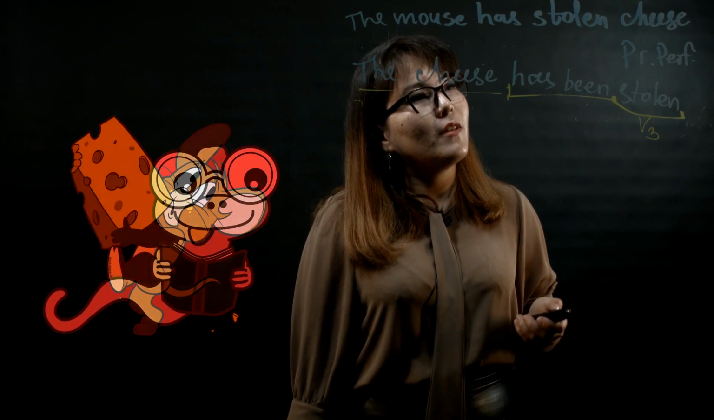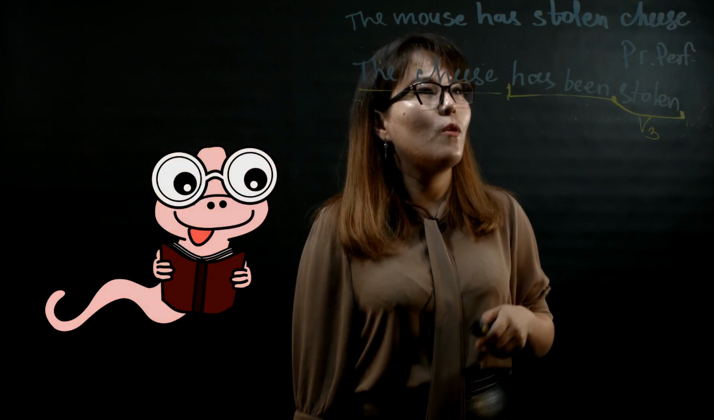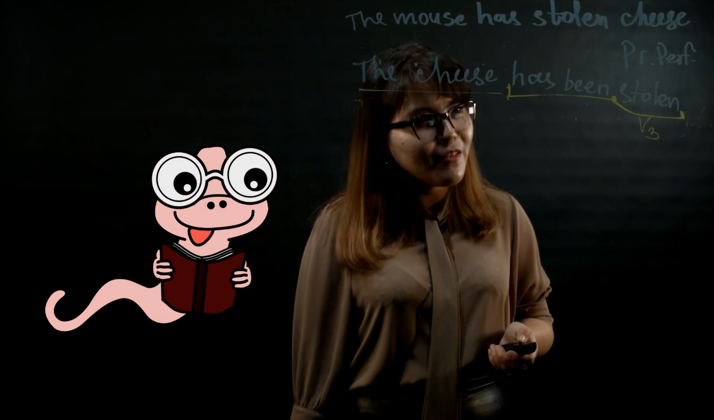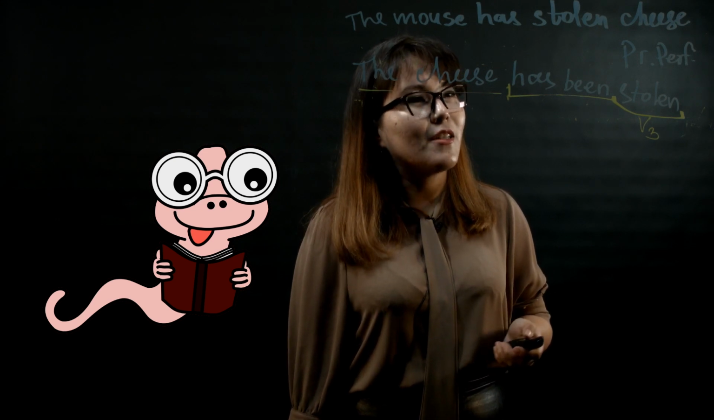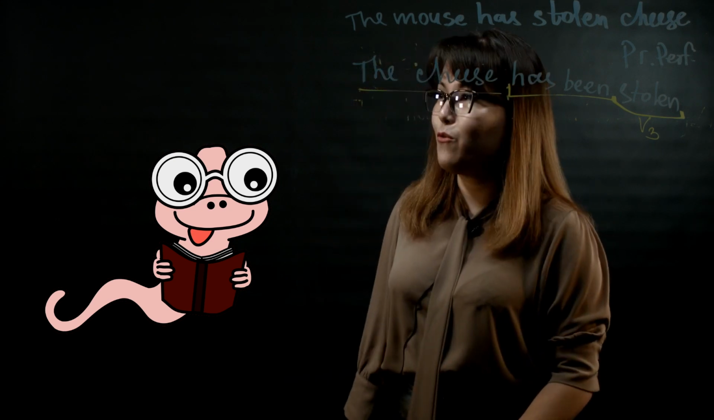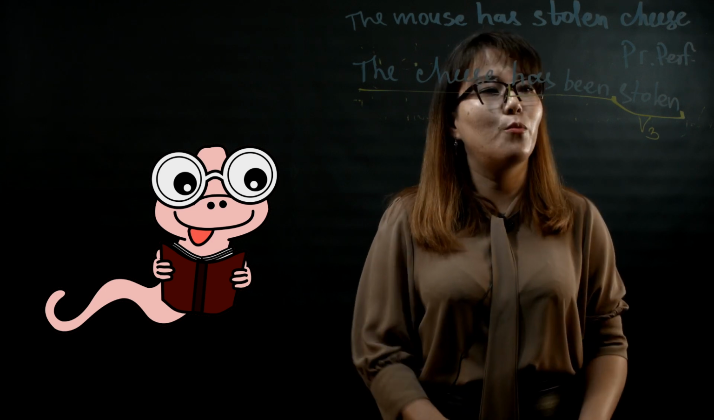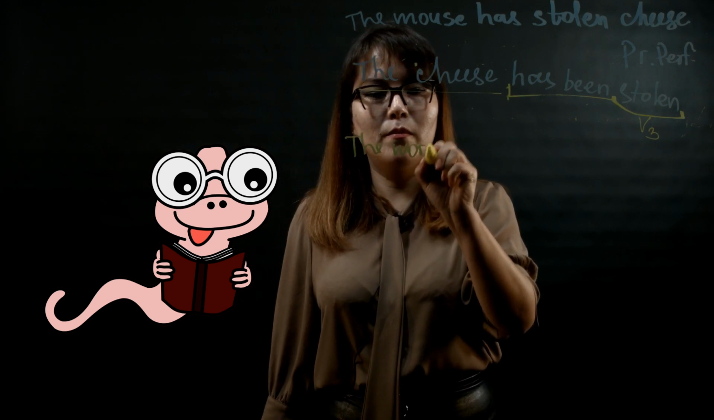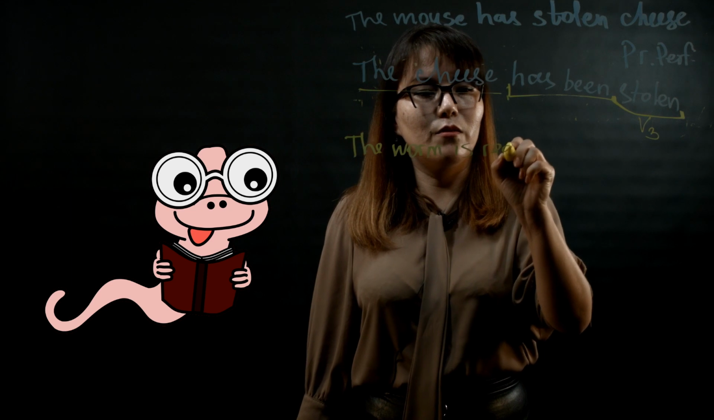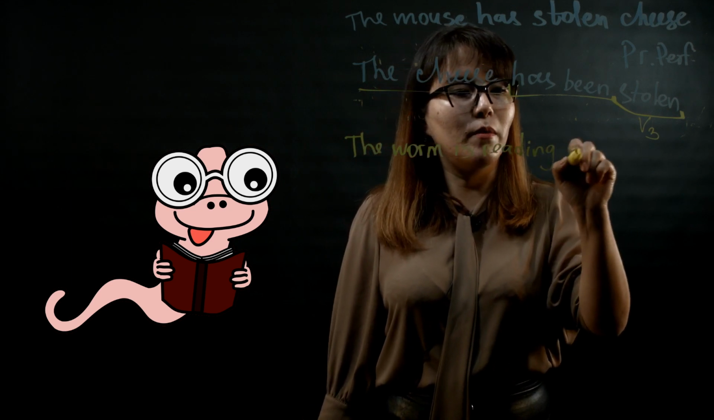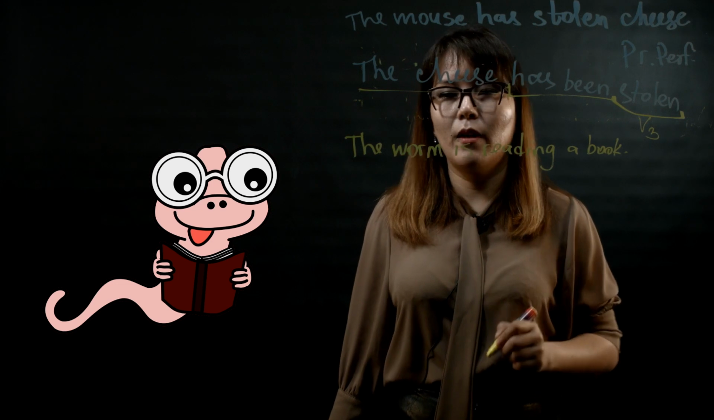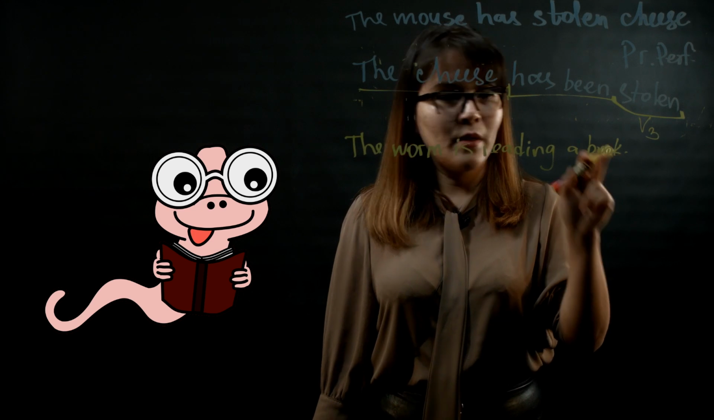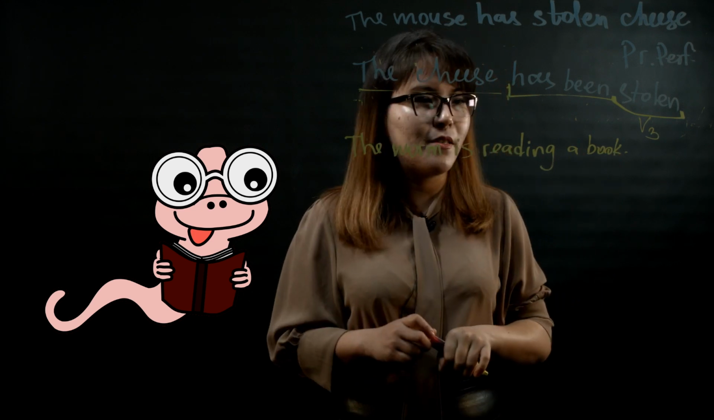So let's do the next. Okay, what can you see here? This very interesting creature, I mean, it is a worm. So the worm is reading a book. Okay, let's write it down. The worm is reading a book. So the worm is doing an action, is reading a book. So let's transform it into the passive voice.